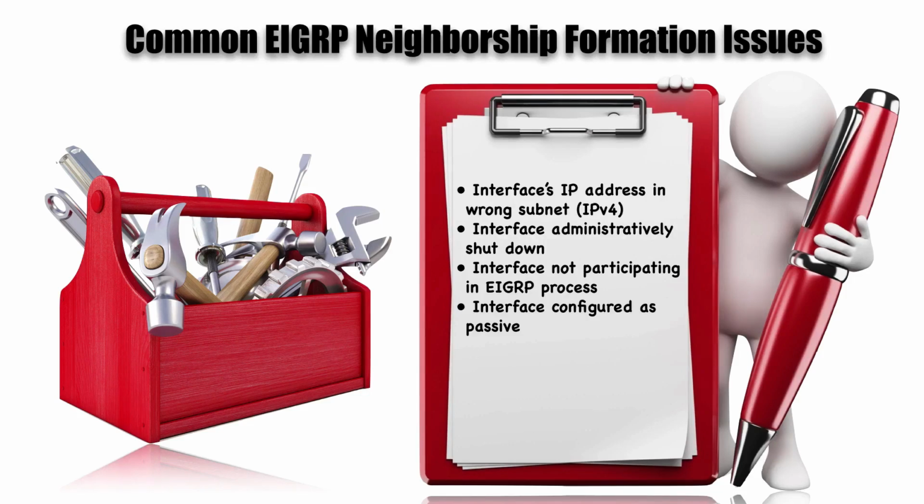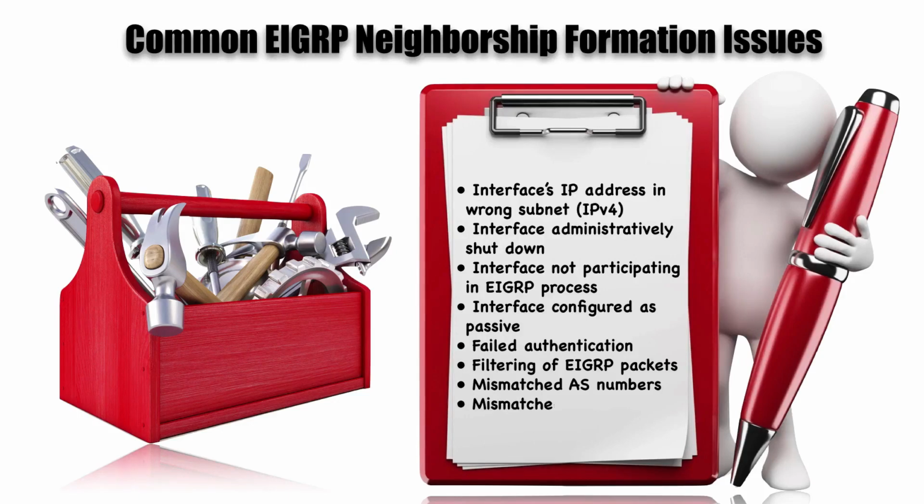But we don't want an interface to be passive if we do need to establish an EIGRP neighborship over that interface. If we have authentication enabled, we need to make sure that we've got matching credentials on both sides. Maybe we're filtering EIGRP packets. We've got some sort of an access control list, and it's blocking EIGRP packets. That would prevent a neighborship from forming between a couple of routers. And something that's really critical with EIGRP is that the autonomous system numbers have to equal between neighbors. We don't want to go to one router and say, router EIGRP 1, and then go to another router and say router EIGRP 2, because those are different autonomous systems. They would not form a neighborship.